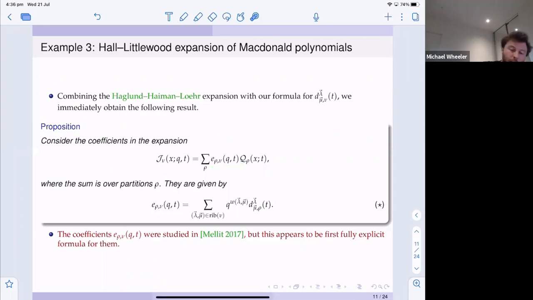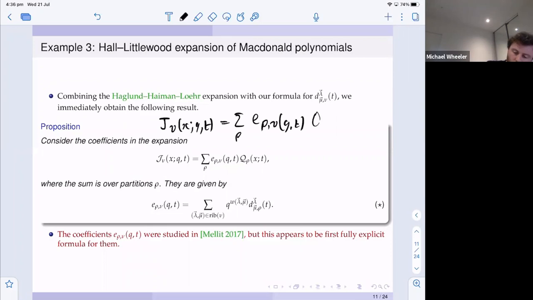If you prefer, the non-modified version of this result is where I work with the integral form of a McDonald polynomial. And I expand with the same coefficients, E rho nu, Q, t, and then here I just have a usual Hall Littlewood polynomial. So that's the non-modified version of this result. The coefficients are exactly the same. All right. So those are the objects that we want to study.